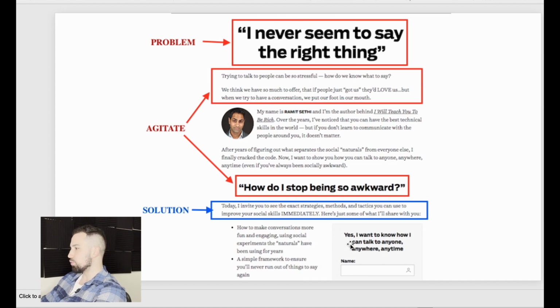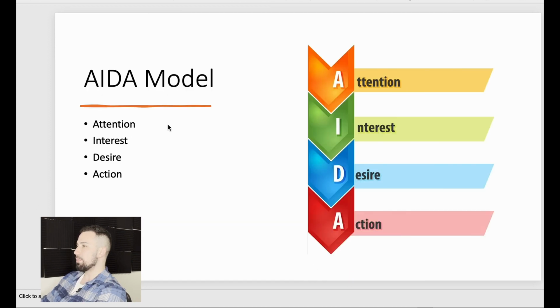Today, I invite you to see the exact strategies, methods, and tactics you can use to improve your social skills immediately. Here's some of what I will share with you. Bam, and a call to action. This is a great model. And the AIDA model, this is, I guess, number 7. This is a well-taught model in master's degrees and college education degrees in universities as well. But this is taught as a way to offer a whole complete marketing plan. But you can use this in copywriting, legit copy that you're writing, right?